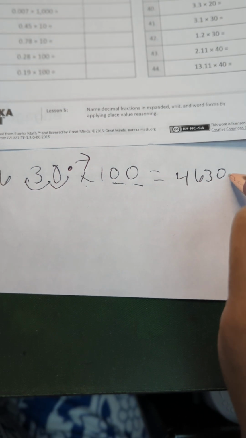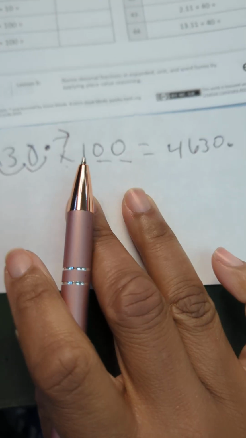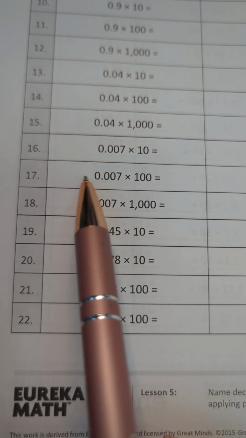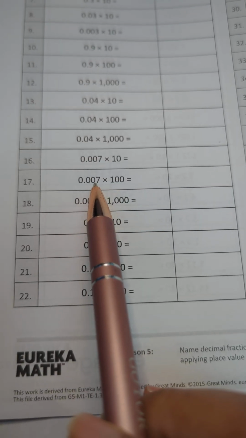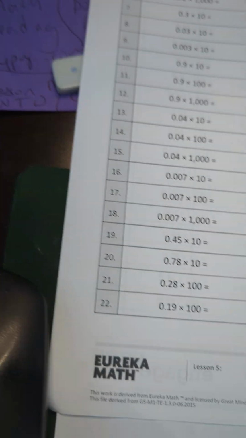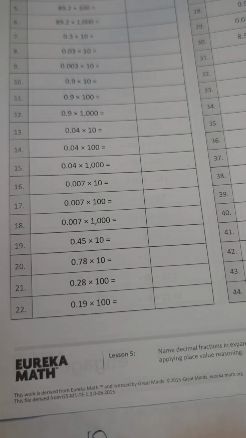4630 with a decimal at the end. Okay. All right, let's try another one. Here, I'll go to the middle of the page. We have decimal 0.007 times 100. Ms. Norm's going to rewrite that problem so that I have room to move my decimal.